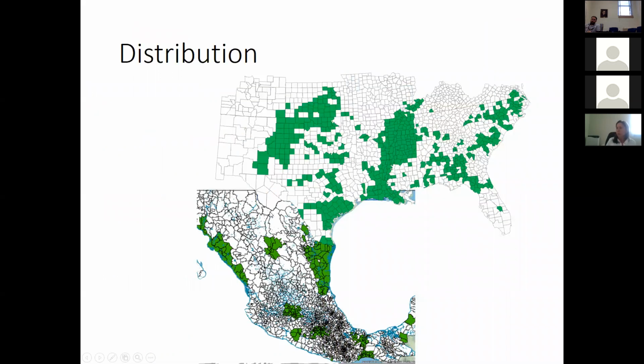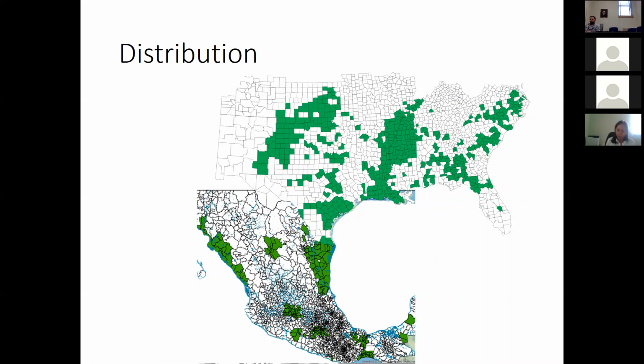So here's a map of its current distribution. Like I said, in 2013, populations emerged along the Gulf in Louisiana and Texas. And as you can see, this aphid has quickly expanded its range north, up through Oklahoma and Kansas, throughout the Mid-South, across the Southeast and down into Florida and all the way up into Virginia.